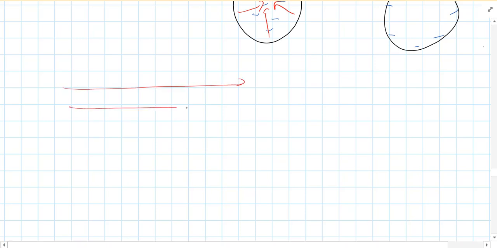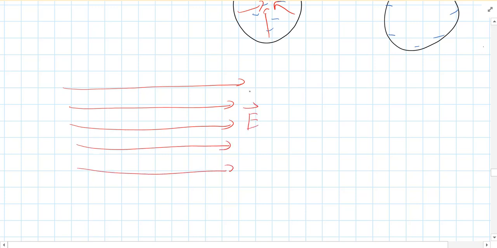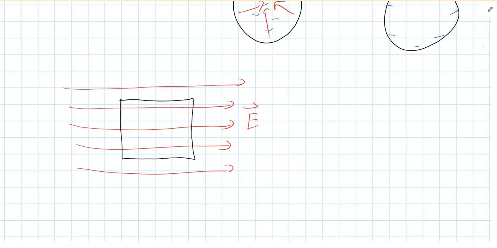Another example. Let's say that I have an electric field. Something is creating this. It could be charge, it could be something else. But here's an electric field. And then let's say that I dump a piece of metal into that field. Well, charge in that metal is going to flow. Specifically, electrons are going to flow. Now remember, electrons experience a force in the opposite direction of the field.